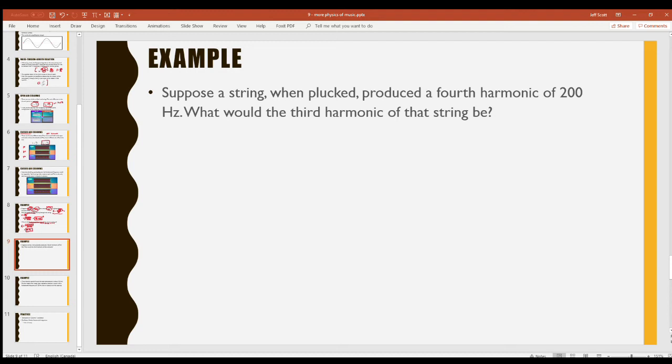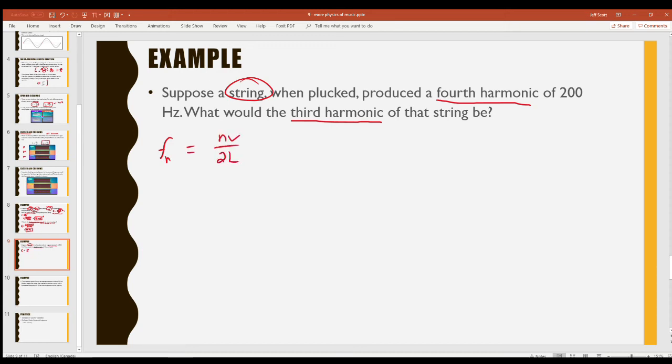Okay, so this next example is going to be a little bit trickier. We're again dealing with a string that, when plucked, is going to produce a fourth harmonic of 200 hertz. The question is asking, what would the third harmonic of that string be? Let's first deal with as simple a harmonic formula as we can get. Since it's a string, we know our nth frequency, our harmonic frequency, is going to equal nV over 2L.